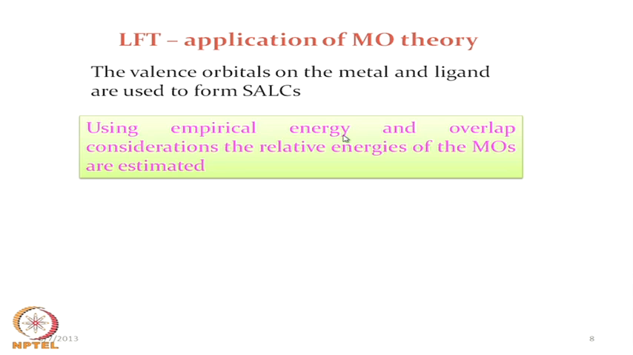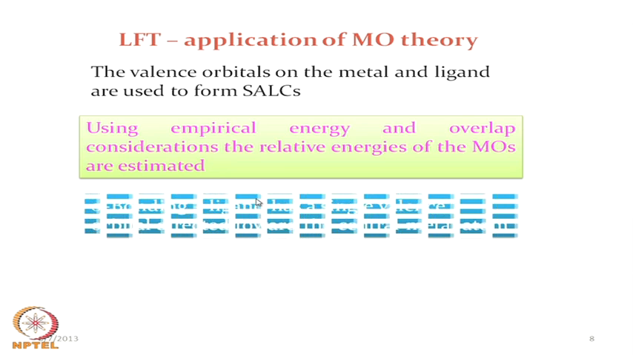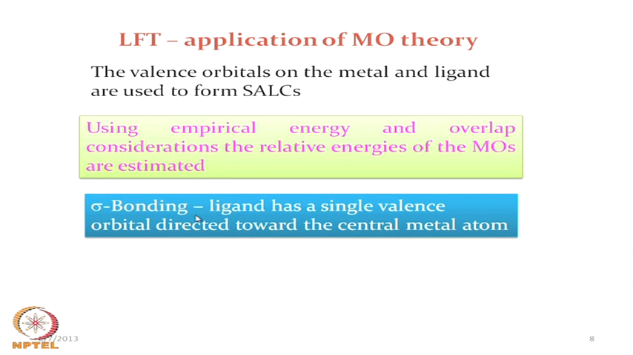So, we will utilize these valence orbitals as the different SALCs, and then we will utilize the preliminary energy level diagram and overlap considerations to know the relative energies of the molecular orbitals in their estimated form. That means whether the energy is higher or lower, we will simply guess from these combinations. That means whatever we get, whether some as bonding orbitals or some as the corresponding anti-bonding orbitals.